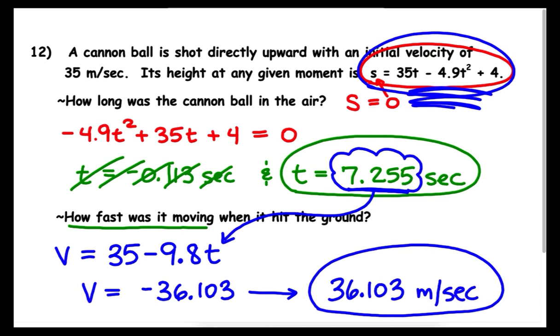And again, that makes sense to me because this cannonball was shot out at 35 meters per second, but it had to cover an extra distance when it was falling. So remember, it came from a 4-meter high pedestal, and so it's going to actually fall a little farther than it rises. So it should gain a little bit more speed. It goes out of the cannon at 35, it hits the ground at 36.